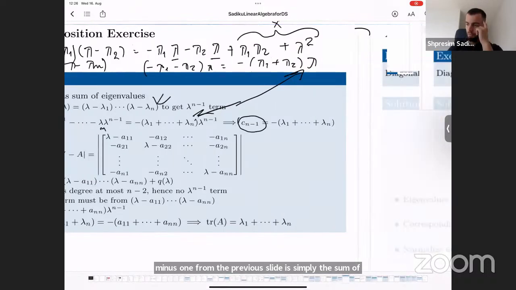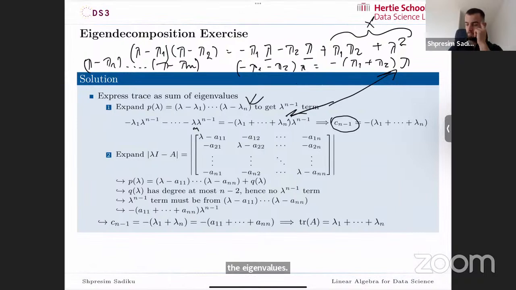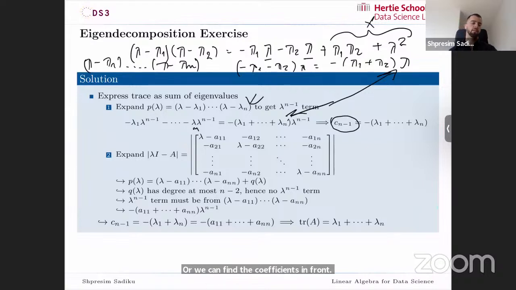Another way we can find the coefficient in front of lambda to the power n minus 1 is by simply expanding the determinant of the polynomial, lambda times the identity minus the matrix A. So we simply subtract from the lambdas the diagonal elements of the matrix A, and we want to find the determinant of this matrix.